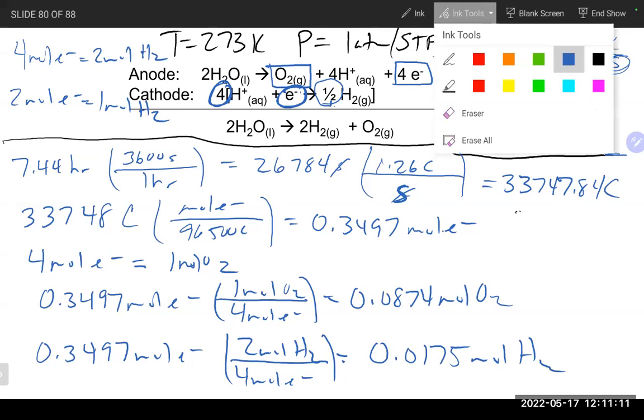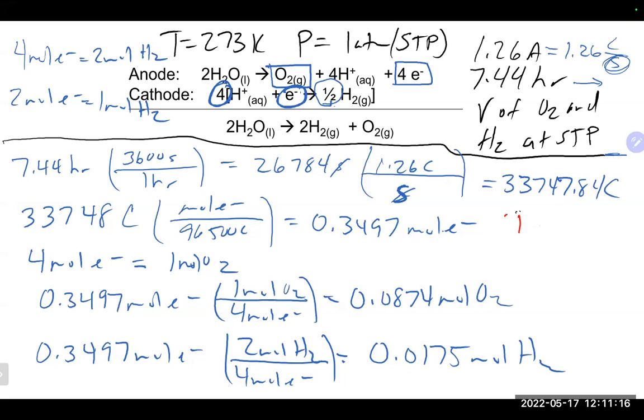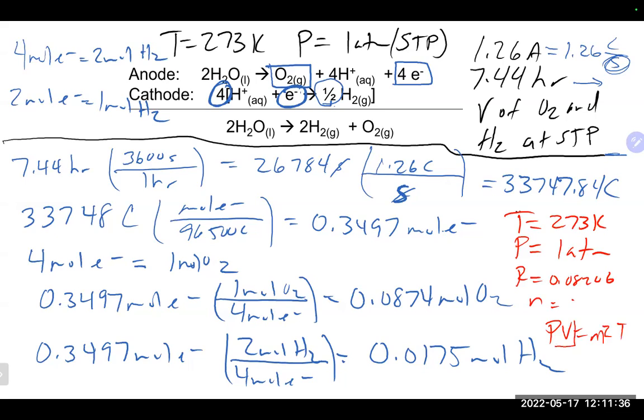At this point, we have a number of pieces of information. We obviously have our temperature, which is 273 Kelvin. We have our pressure, which is 1 atmosphere. We always have R, which is 0.08206. And now we have n, obviously, here. That means we could use PV equals nRT, if you like. And obviously, we would be solving for volume in this case, as that's the only thing we don't have and what we're looking for. So let me do that there for oxygen.